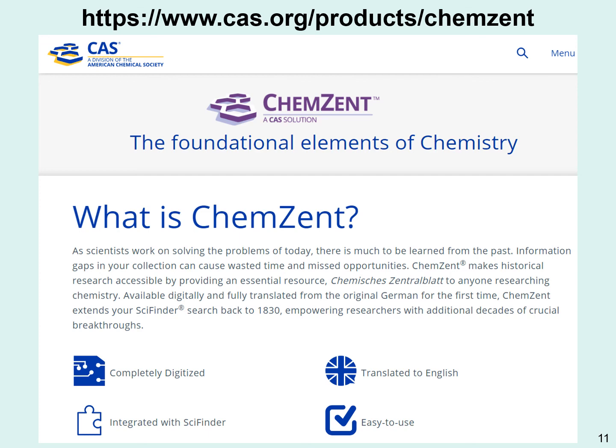It has been translated into English, and it has been incorporated into SciFinder. That takes away all the disadvantages of the German language. We do not subscribe to it. At this point, CUNY cannot afford it. It would be nice to have access to ChemZent and have it included seamlessly in SciFinder because it covers chemistry that may not be included in Chemical Abstracts. It makes SciFinder more complete, but again, we don't have it.